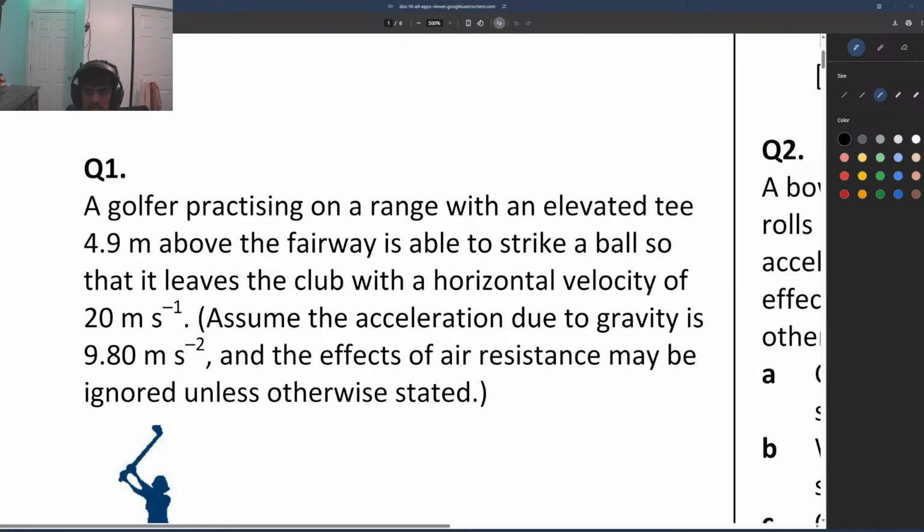All right, let's do all these questions. Why are there 6 questions? I mean, 6 pages of questions. Okay, let's go. 1. Golf practice on a range with an elevated tee. Do you just know if it's up or down, if it's concave up or concave down?